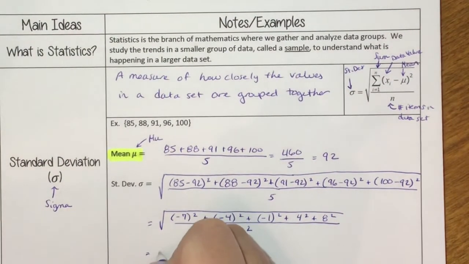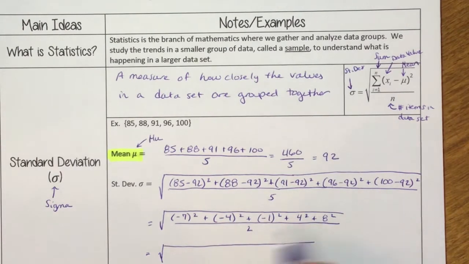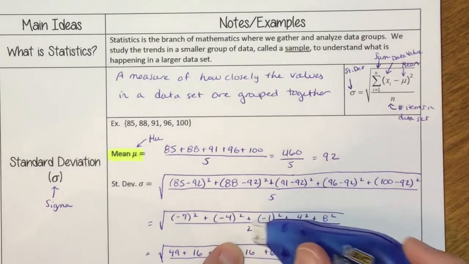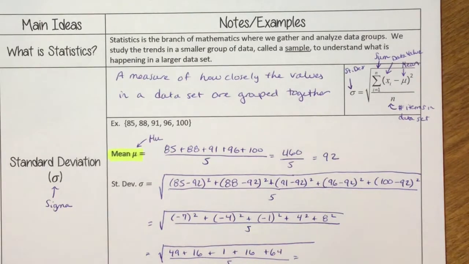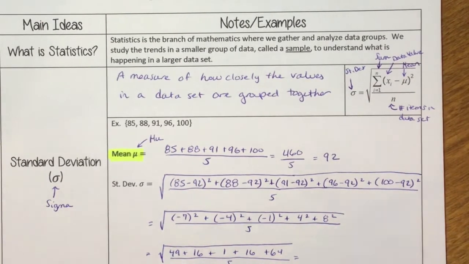Okay, so what we're taking is the square root of the sum. Negative 7 squared is 49, negative 4 squared is 16, plus negative 1 squared is 1, plus 4 squared is 16, plus 8 squared is 64, over, oops, I don't know why I put 2 there. That was supposed to be a 5, wasn't it? That looks better. Okay. So in my numerator, I grab my calculator and I add those together. I'll get 146 over 5.